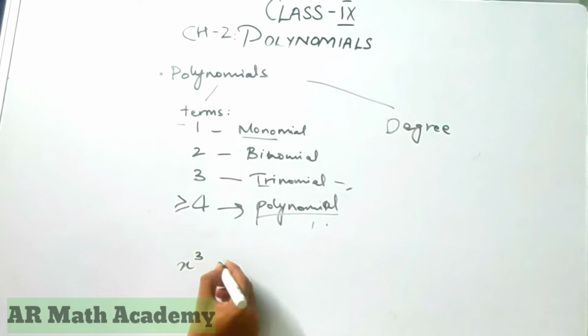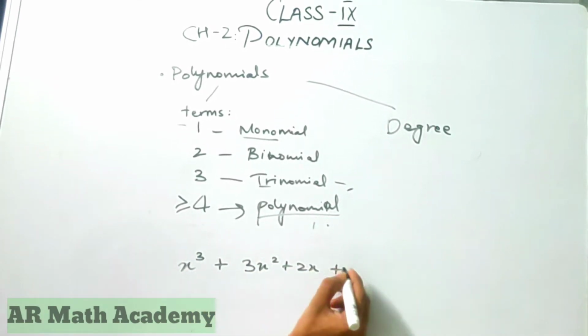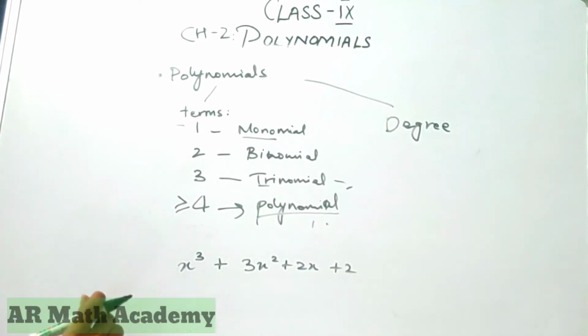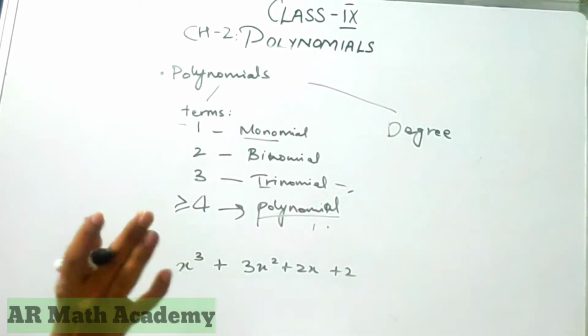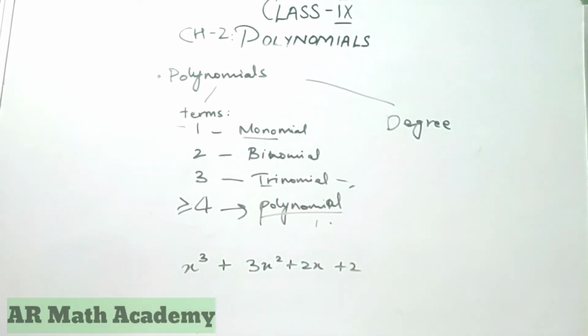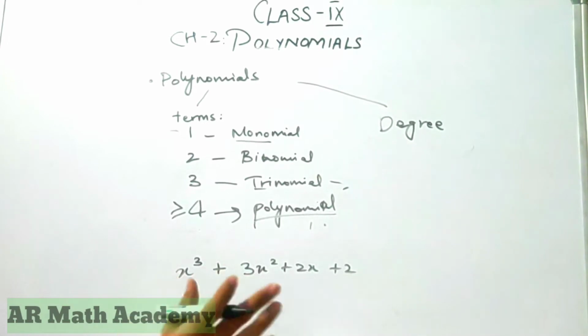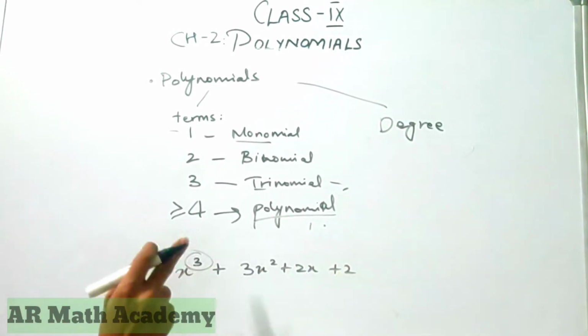Let us take an equation x cube plus 3x square plus 2x plus 2. Well, the degree of this equation, how am I going to find it? Well, it is very simple. The degree of the equation is the highest power of x. Now, what is the highest power of x in this equation? The highest power of x is 3, right? x cube plus 3x square plus 2x plus 2. The highest power is 3.